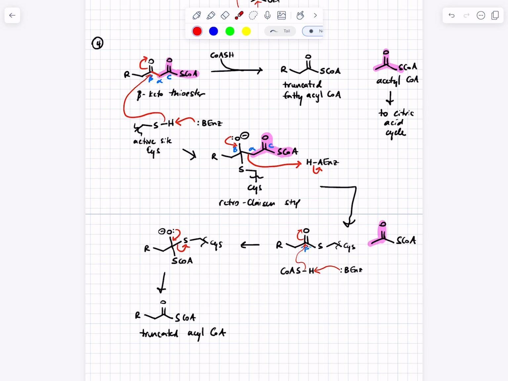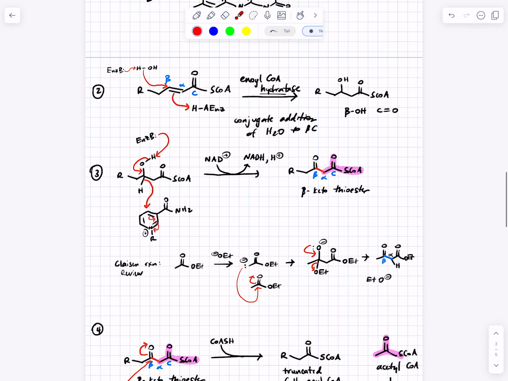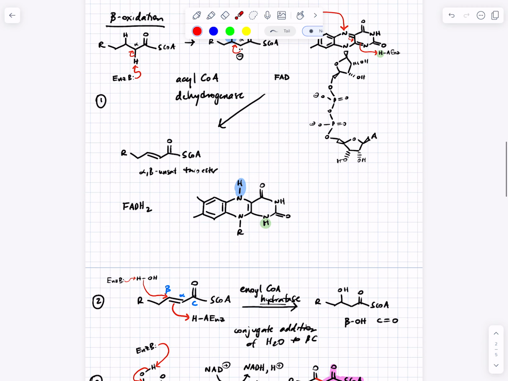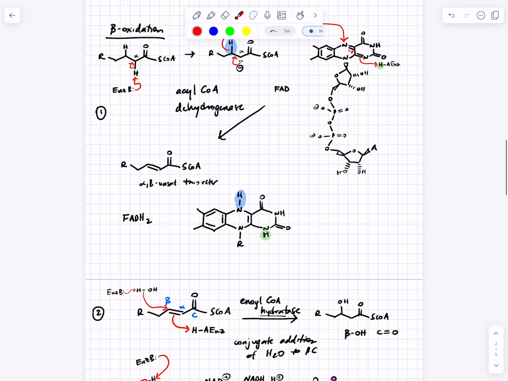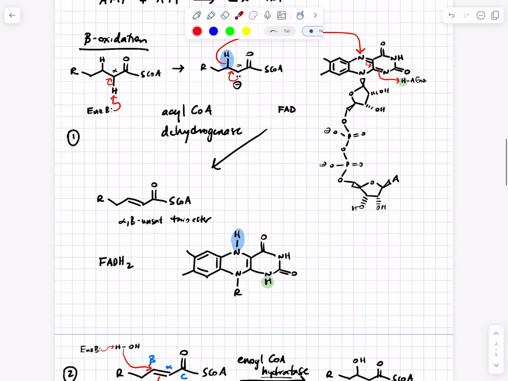Right? And then we can go back to step 1. Then that truncated thioester can be oxidized and so on.